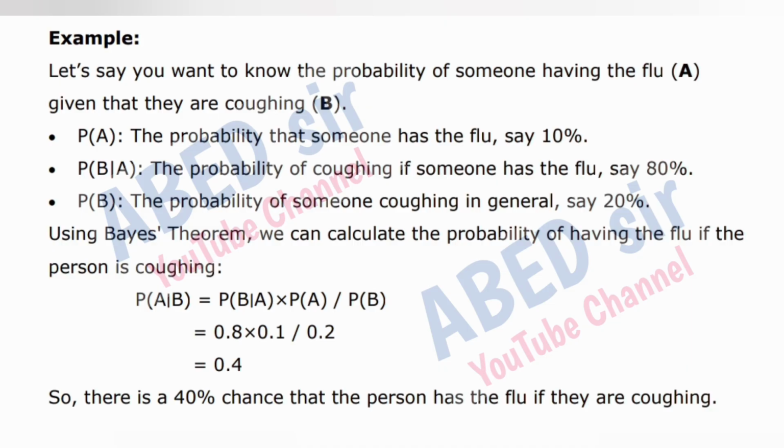Using Bayes' theorem, we can calculate the probability of having the flu if the person is coughing. P(A|B) = P(B|A) times P(A) / P(B) = 0.8 times 0.1 / 0.2 = 0.4. So, there is a 40% chance that the person has the flu if they are coughing.